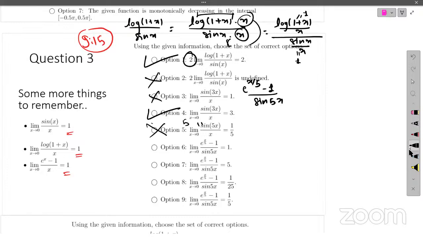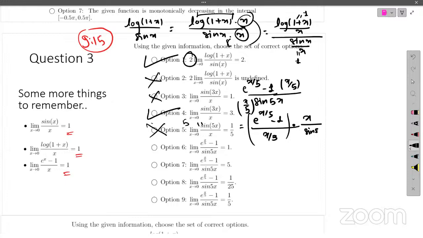We know that (e to the power x minus 1) upon x. So here I want x by 5, so I'll multiply and divide by x by 5. This is the same as (e to the power x by 5 minus 1) upon x by 5. I'll take this particular factor common, and what is remaining here is x upon sine 5x, which is 5 times sine 5x.